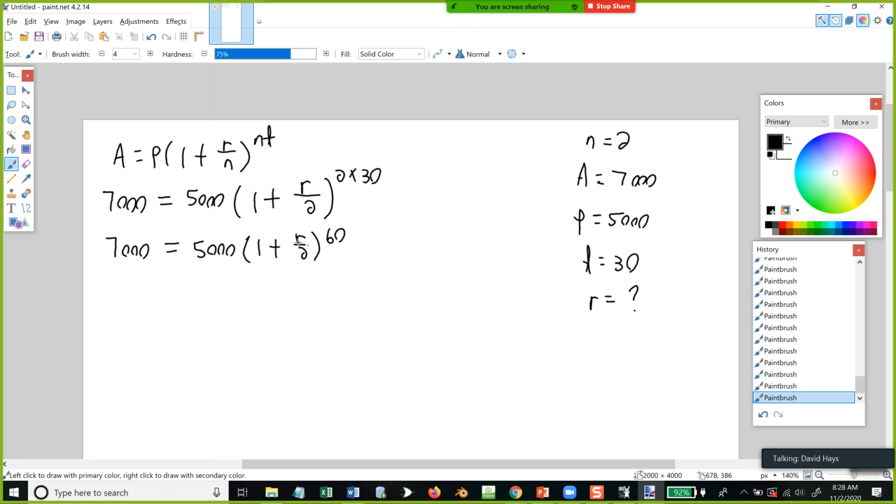Now, our goal is to get R by itself. And so a good start is to divide both sides by 5,000 and get rid of that 5,000. So 7,000 divided by 5,000 equals 1 plus R over 2 to the 60 power. We saw these back in chapter 1, so it's been a while. But I can write the 60 as 60 over 1. Put it into fractional power form, rational exponents. To get rid of this rational exponent, I'm going to take both sides to the reciprocal of that. And by the way, I'll simplify this a little bit, because if you've got 3 zeros on the end here, and 3 zeros on the end here, the zeros cancel. And I'm taking both sides to the 1 over 60 power.